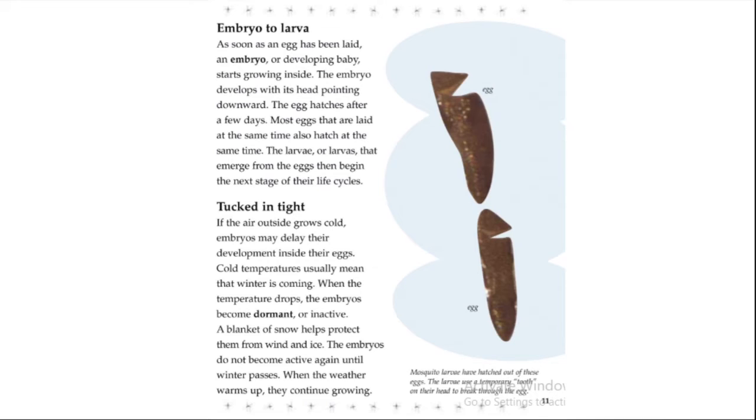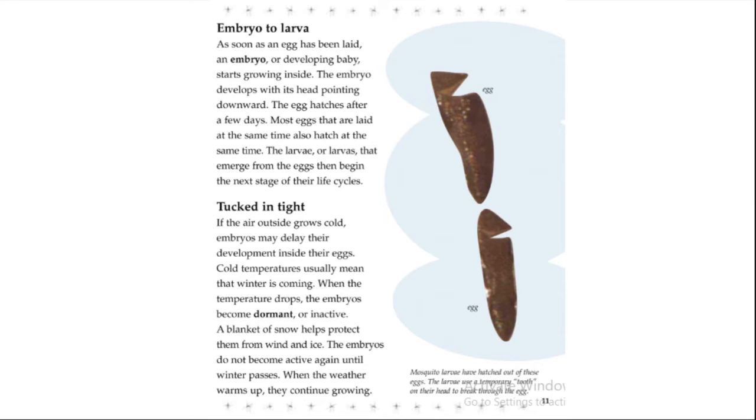Embryo to larva. As soon as an egg has been laid, an embryo, or developing baby, starts growing inside. The embryo develops its head pointing downward. The egg hatches after a few days. Most eggs that are laid at the same time also hatch at the same time. The larvae, or larvas, that emerge from the eggs then begin the next stage of their life cycle.